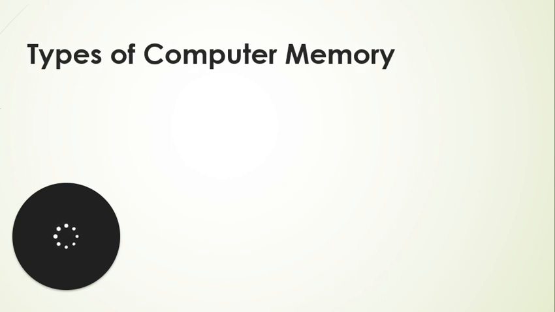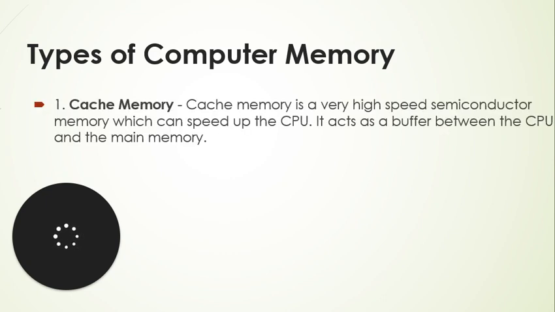There are various types of computer memory. There are actually three: the cache memory, the primary memory, and the secondary memory. We begin with cache memory. The cache memory is a very high speed semiconductor memory which can speed up the CPU, and it acts as a buffer between the CPU and the main memory.